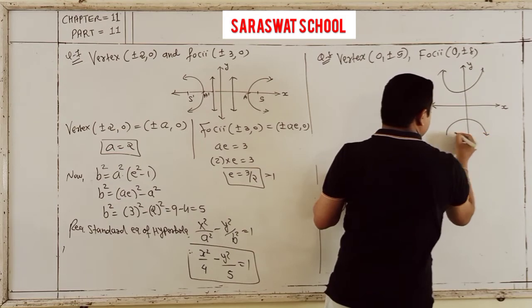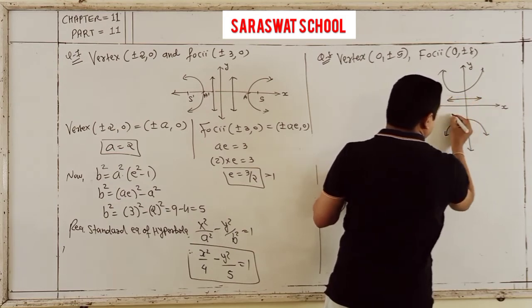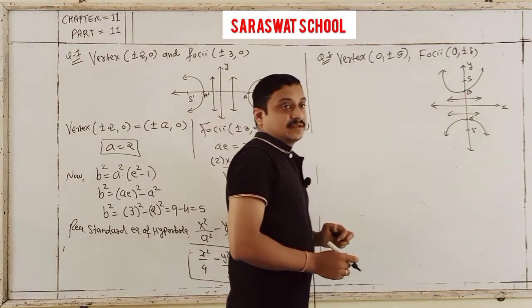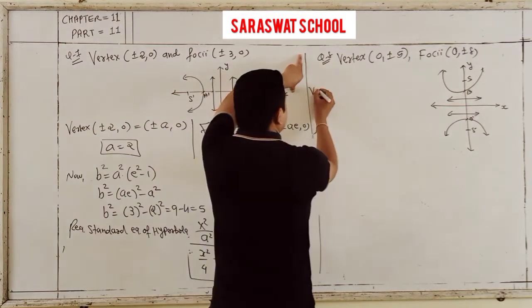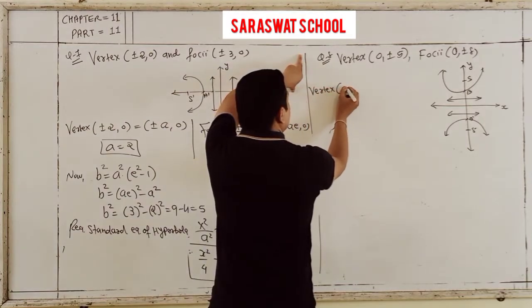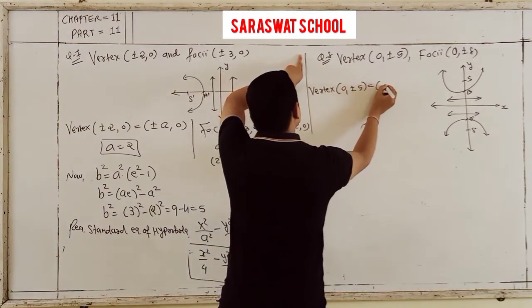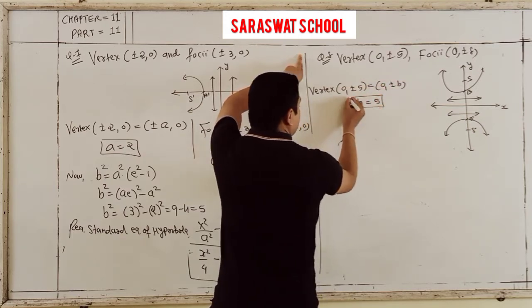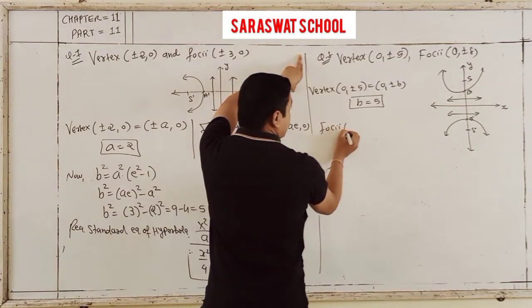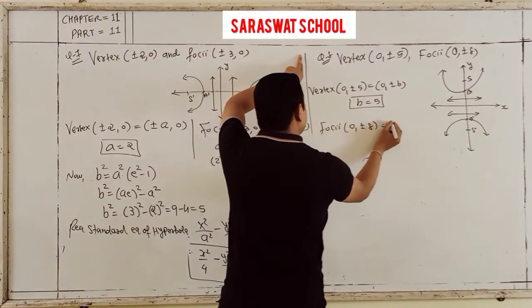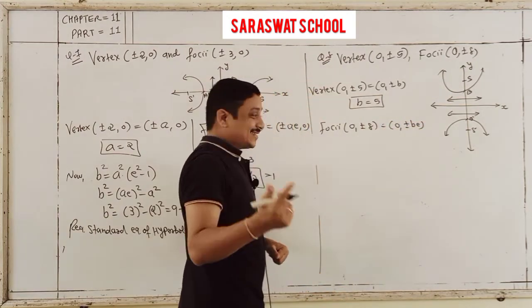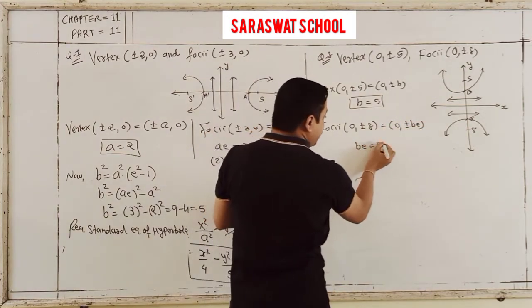That's your hyperbola, and that's our two directrices, and here your foci and the vertices B and B dash. Now, for the vertex, first of all it is (0, ±5), but I will write (0, ±b), so b is equal to 5. Now I go to the foci (0, ±8), but we will write (0, ±b) on the y-axis, the major axis. So b is equal to 8.